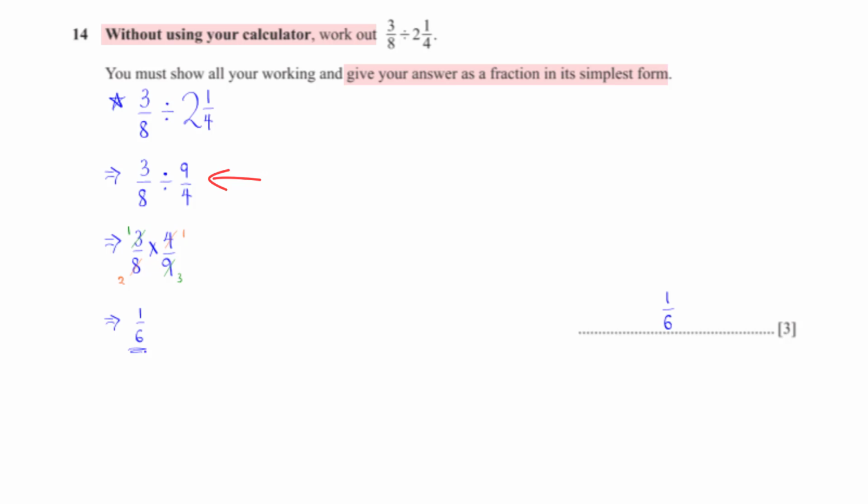In the next step, we maintain 3/8, replace the division symbol with the multiplication symbol, and bring in the reciprocal of 9/4, which is 4/9. And so when we simplify this, 3 goes into itself once and goes into 9 3 times. 4 goes into itself once and goes into 8 2 times. And so for the numerator, 1 times 1 gives us 1, and for the denominator, 2 times 3 gives us 6. And so our final answer is 1/6.